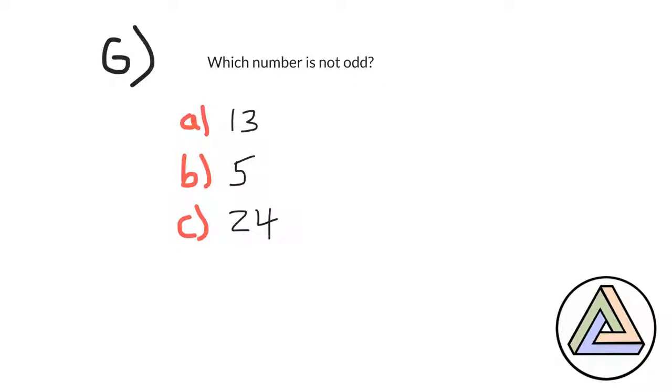Okay, which number is not odd? That one's really easy. That's clearly odd because it's not divisible by 2. That's how you know something's odd, is if it's not divisible by 2. Is this odd? Yes, it is, because it's not divisible by 2. Is this odd? Heck no, because it is divisible by 2. Done.